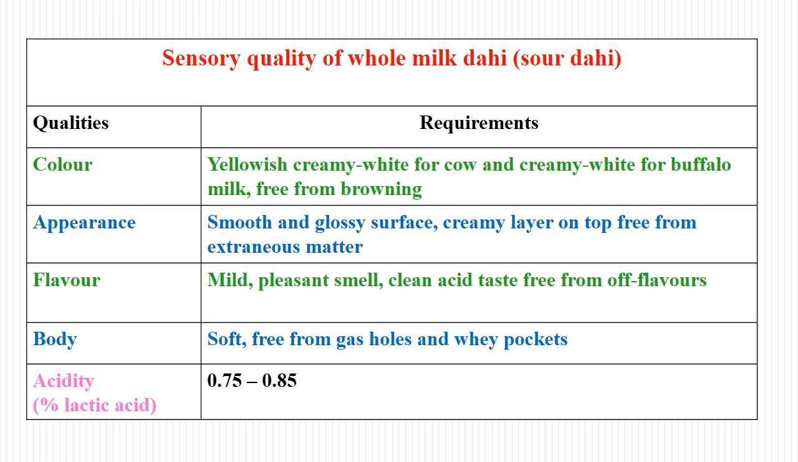Body: that should be soft, free from gas holes and whey pockets. This indicates the texture of the curd, and the acidity should be around 0.75 to 0.85%. So these are the standard sensory quality requirements for whole milk dahi, that is, the sour dahi.